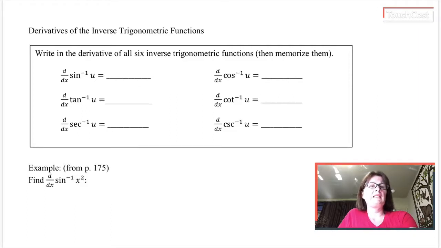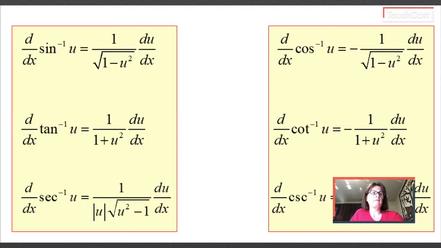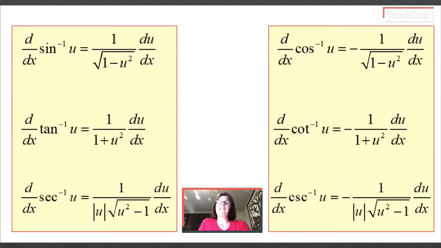All right, so you want to take this picture and use it to fill in the table you have here on your paper. And I'm going to point out some things while you do that. You may or may not have chosen to see the optional video on the derivation of these formulas for the derivatives of the inverse trigonometric functions. But you do need to know all 6 of them because they show up on the AP test.